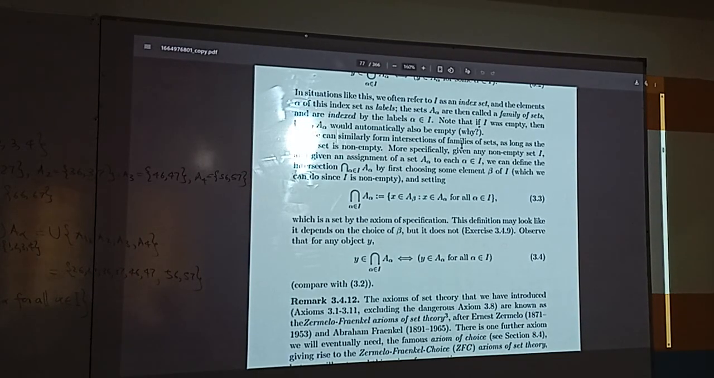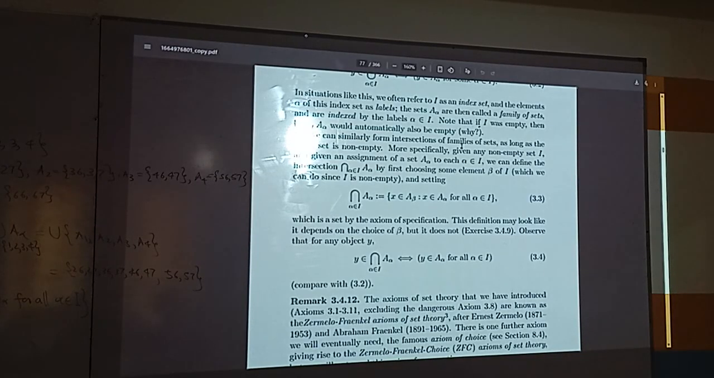This definition may look like it depends on the choice of beta. Somebody may think it depends on the choice of beta, but it does not. Observe that for any object y, y belongs to A alpha for all alpha belonging to I if and only if y belongs to A alpha for all alpha belonging to I. I am still wondering, I cannot answer you, why did he not define it this way?